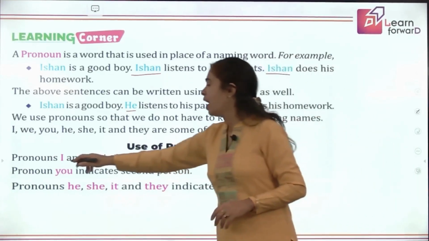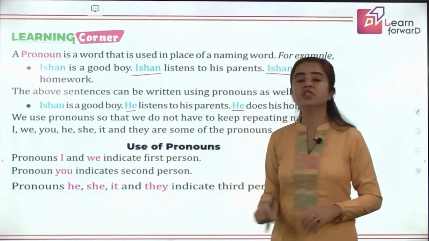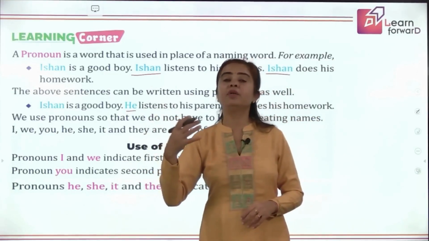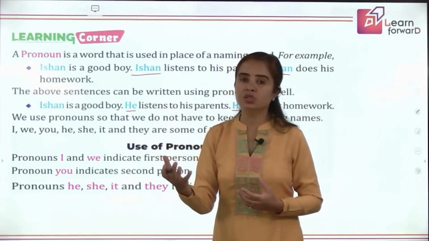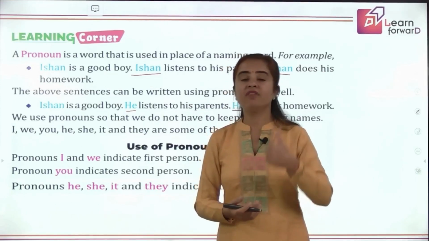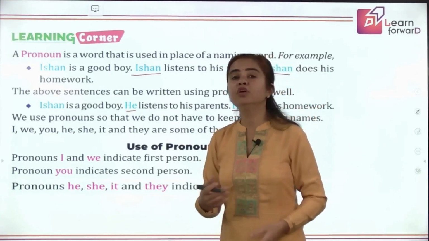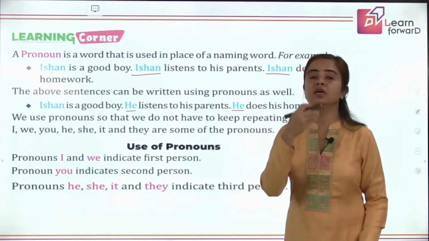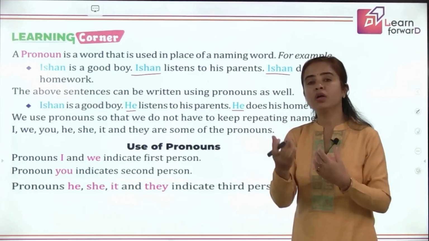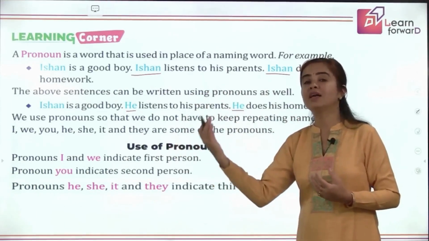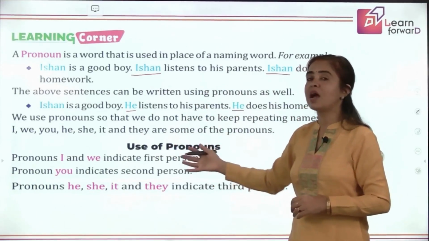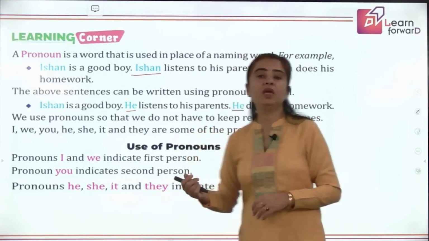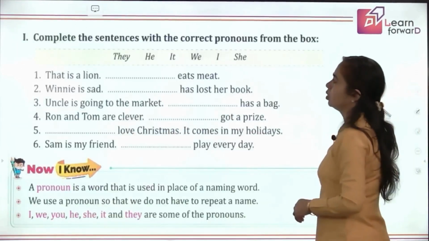We have I and we, which indicate the first person, that means the speaker. Then you indicates the second person, that means the one to whom the speaker is talking. And then we have he, she, it, they. These refer to the third person, which means somebody other than the speaker and the listener. So we two are talking and we are talking about somebody else, that is the third person. So these are the three different categories, three persons in pronouns. We'll be going ahead with the journey now.